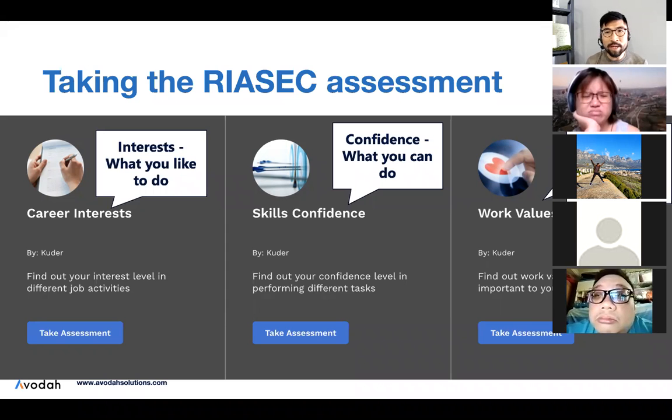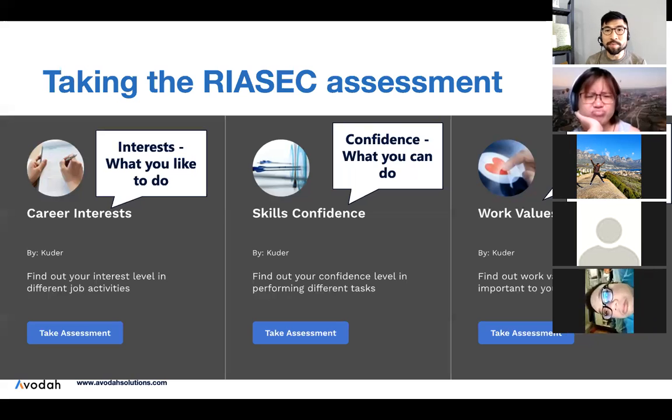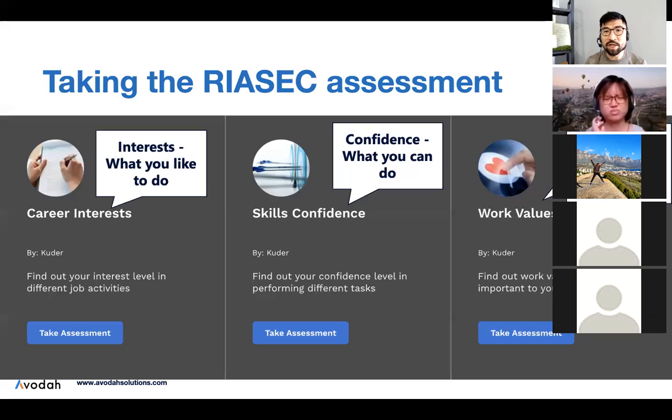So when you're looking for a job or thinking about a future role for yourself, using this RIASEC test to understand your interests, your confidence, and your values would be a good starting point for you to be objective about your own assessment of whether certain opportunities are good for you or not. Okay, so interest, confidence, and values. Let me show you an example of my own assessment results.